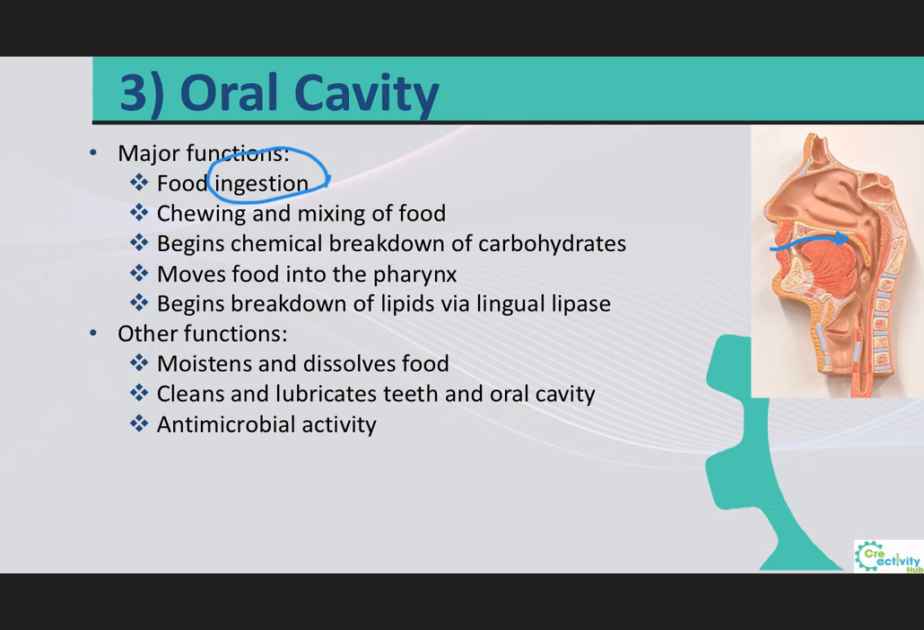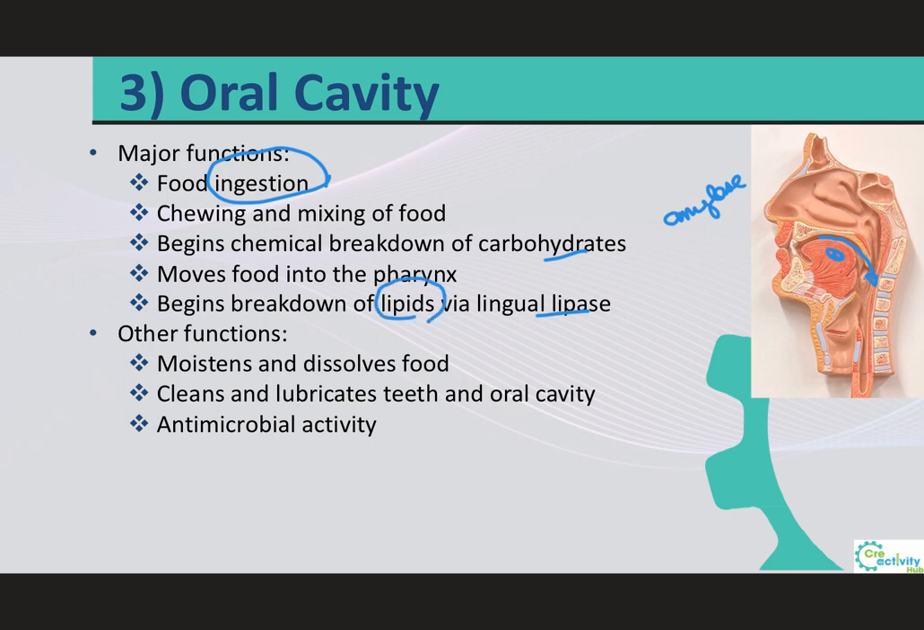In addition, we have already talked about this earlier. Then the teeth will help with chewing, and the tongue will help with mixing of the food. There is going to be the secretion of salivary amylase that will help with the chemical breakdown of carbohydrates. Then once the food gets pushed down into the pharynx, this happens with the help of the tongue, and this is a voluntary movement. Also, your tongue will release the lingual lipase, which will help with the breakdown of lipids.